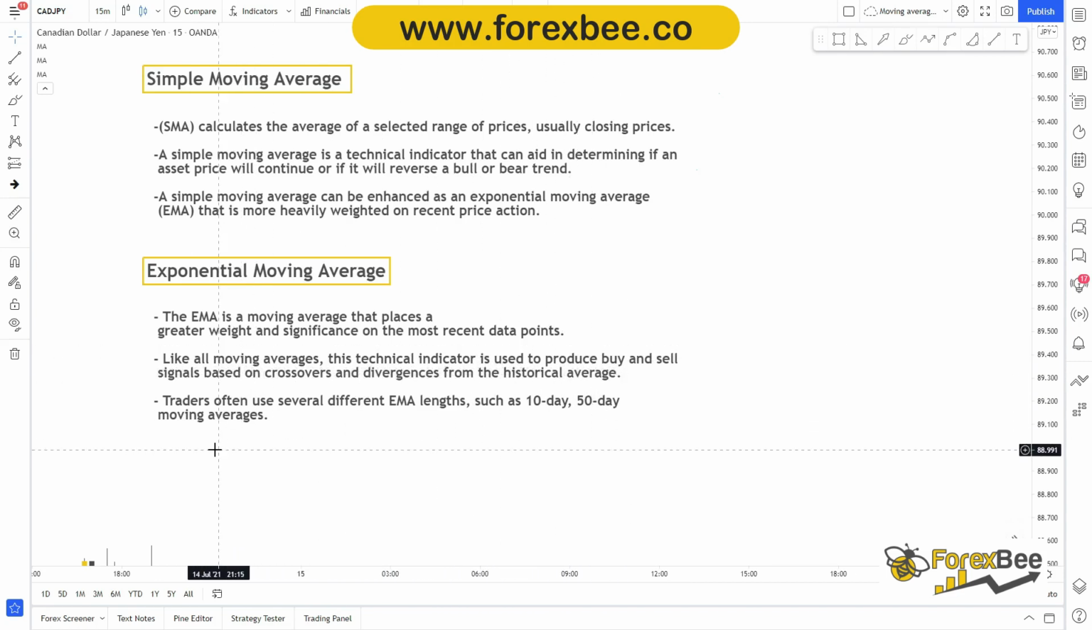Traders often use the EMA lengths in different ways. They mostly use 10 days or 50 days or 21 days. So there are different time lengths that people use in exponential moving averages.